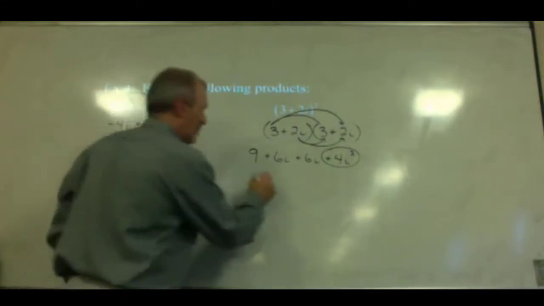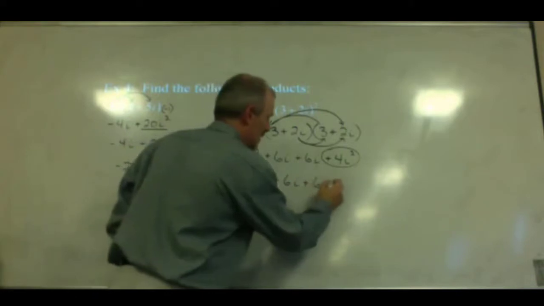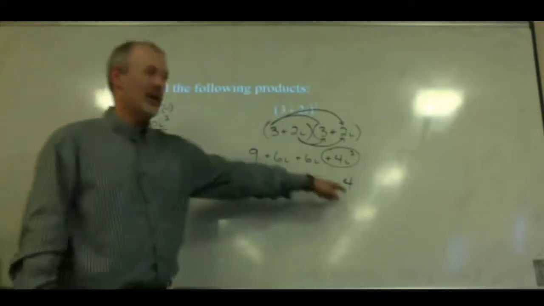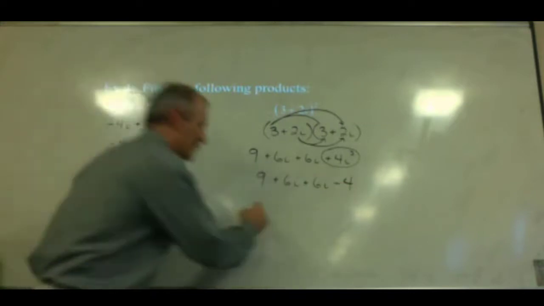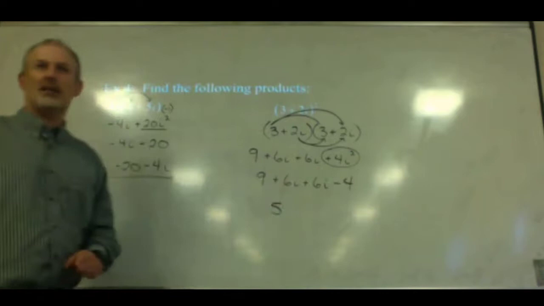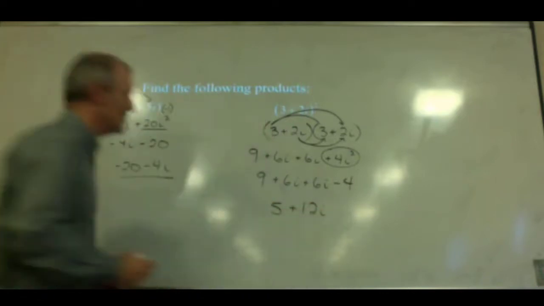So I'm going to rewrite this: 9 plus 6i plus 6i minus 4. So the real part, 9 minus 4, is 5. The imaginary part, 6i plus 6i, is 12i. Does it cancel out and become really nice for us?